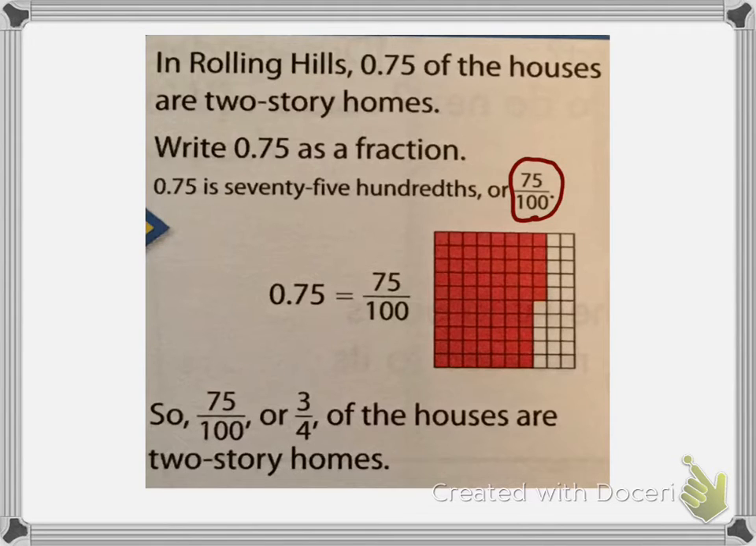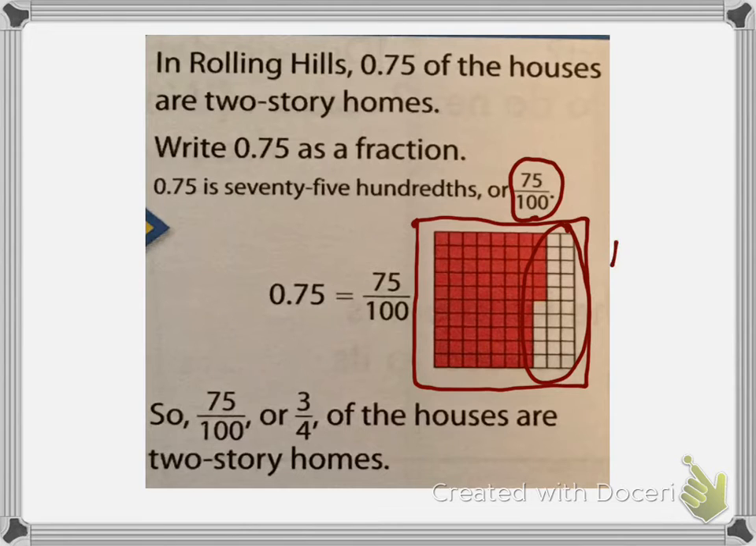75 over 100. Because here's our model, 75 is colored in out of 100 of those boxes. If all 100 of the homes in Rolling Hills had two-story homes, then all of this would be colored in. So that would be 100 out of 100, which we know equals a whole. But since only 75 of them have it, it would be 75 over 100.